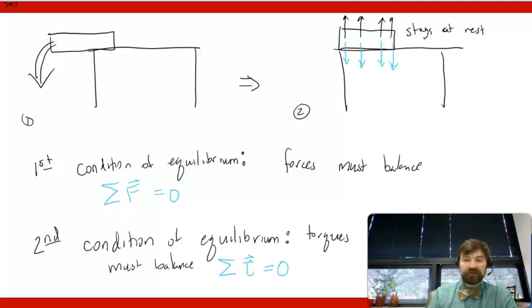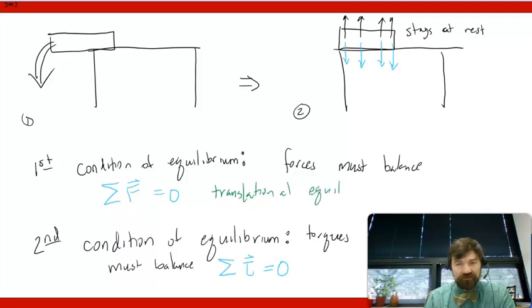So those are your two conditions for an object to be in equilibrium. Put differently, it needs to be both in translational equilibrium and rotational equilibrium. So this first condition is the translational equilibrium condition. The second one is the rotational equilibrium condition. And so that means that it is at equilibrium with respect to rotations.